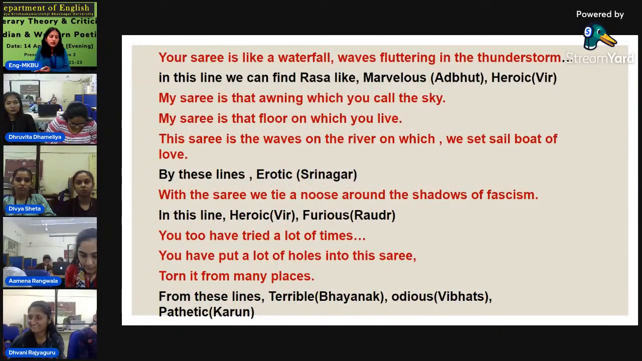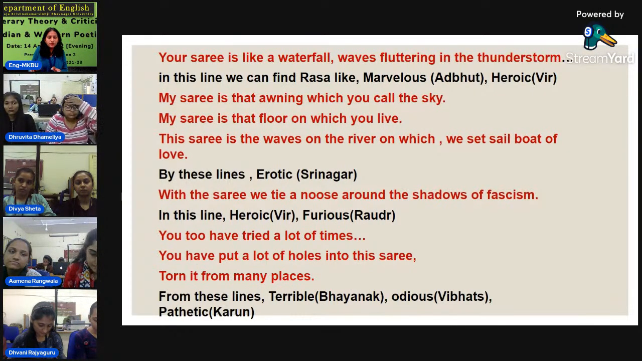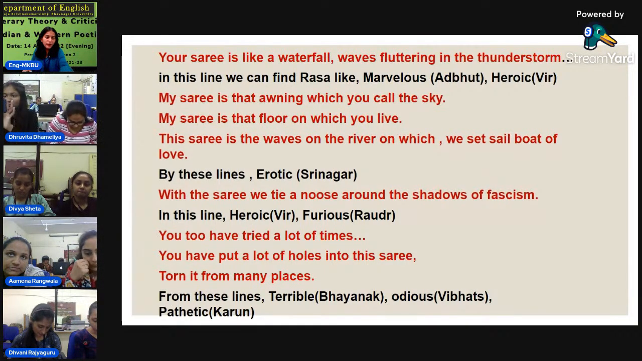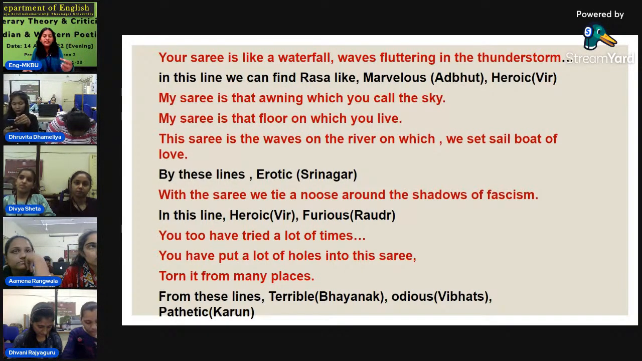I'm not able to deal with the whole poem, because the poem is very long, so I have put here very selected lines from the poem in the English version. The original poem is in Hindi. So, your sari is like a waterfall, waves fluttering in the thunderstorm. The poetess is asking her mother how she is looking in the sari, and her mother replied that your sari is like a waterfall, waves fluttering in the thunderstorm. Here I have put the lines, and according to them we get various rasas from those lines.